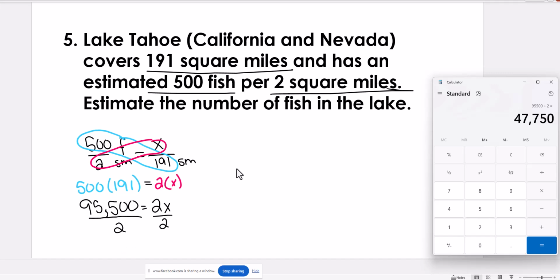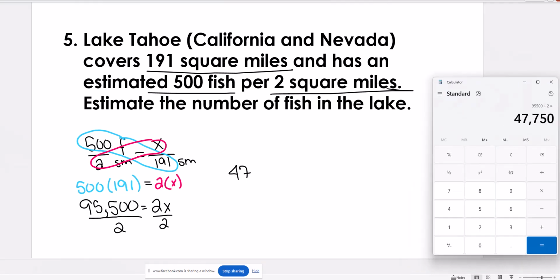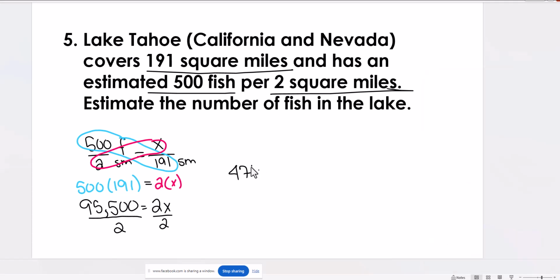Divide by 2 equals 47,750 equals x. And so what's the question? Estimate the number of fish in the lake. We estimate that there are 47,750 fish in Lake Tahoe.